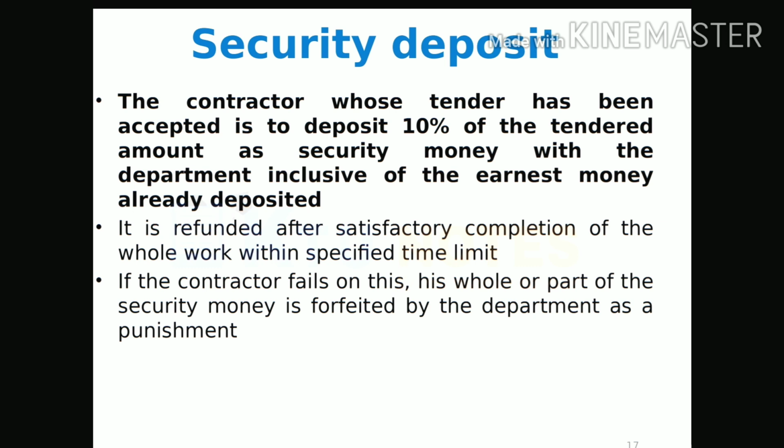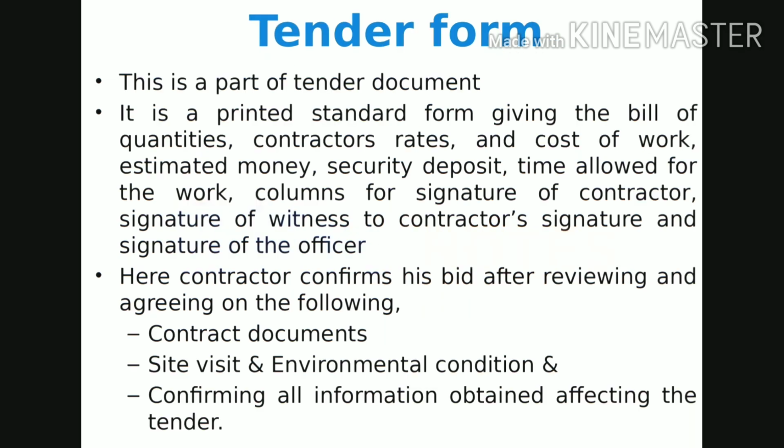During this period, if there is any defect in the work, it will be rectified and the cost of rectification can be deducted from the security deposit. Now, tender form. It is also a part of the tender document, which has a standard form giving the bill of quantities, contractors' rates, cost of work, estimated money, security deposit, the total time allowed for the work, and columns for signature of the contractor, witnesses, and signature of the officer.